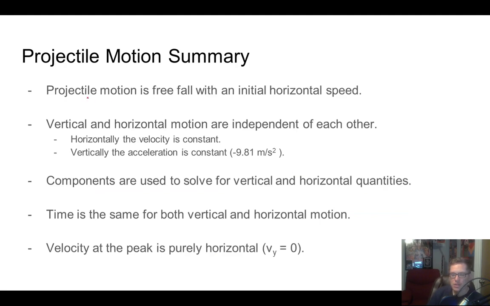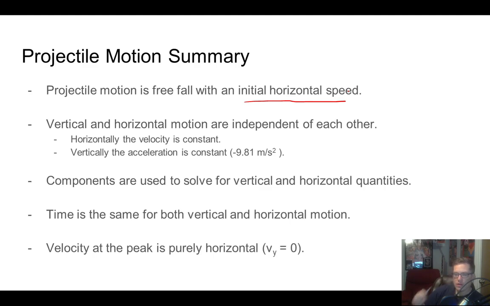Projectile motion is free fall with an initial horizontal speed. That's all it is, right? We've already learned how to master free fall. Lots of you did very well with this on the exam, so you already know how free fall works. Now projectile motion is just free fall with a horizontal launch. So instead of throwing it straight up and coming straight down, or dropping it straight down, we're going to launch it to the side at some speed.